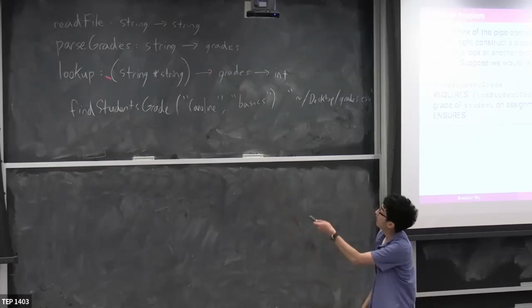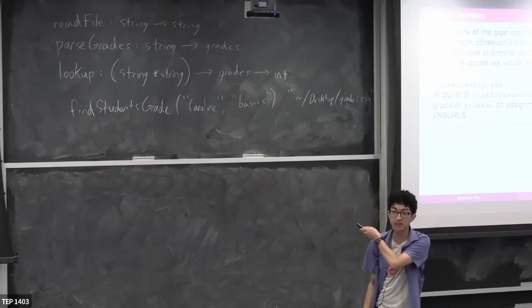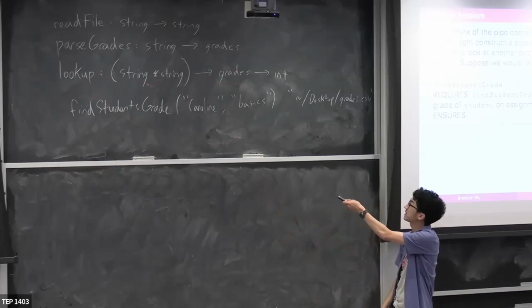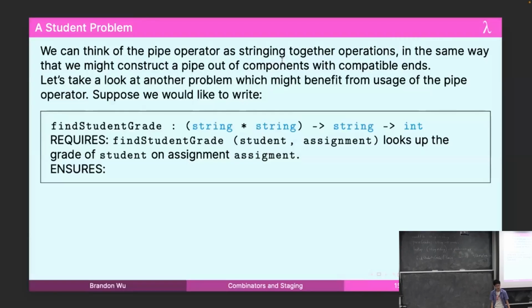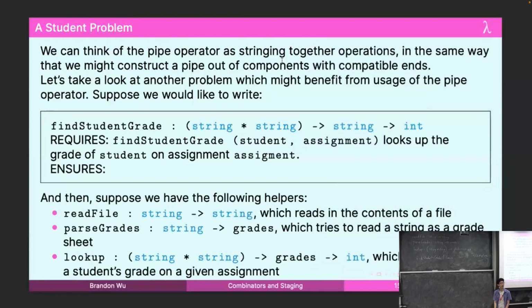Then I have a lookup function that takes in this grades value, and it takes in the same tuple, which is Caroline and basics, for instance, and returns me the grade of Caroline on the basics homework. Is everyone clear with this? All right, and these are our helpers.